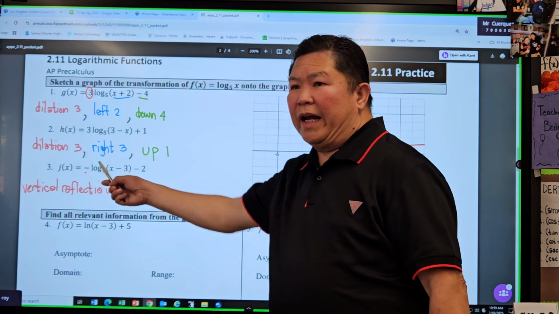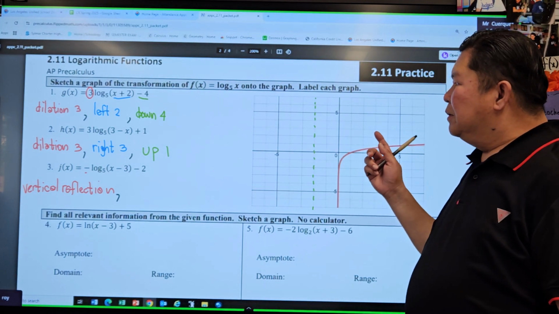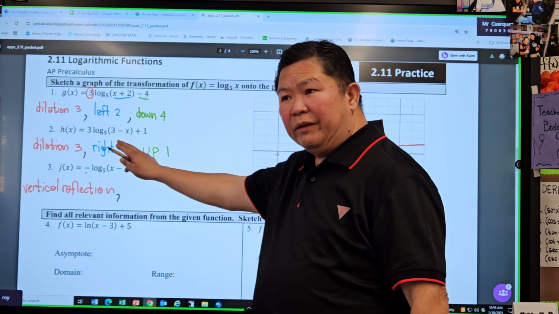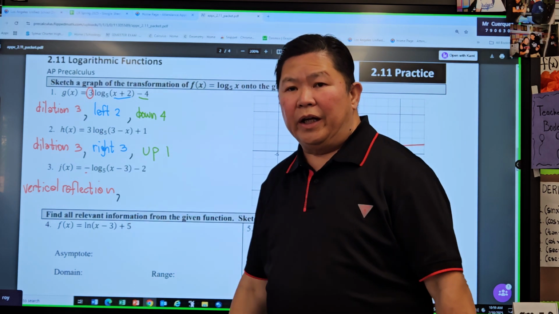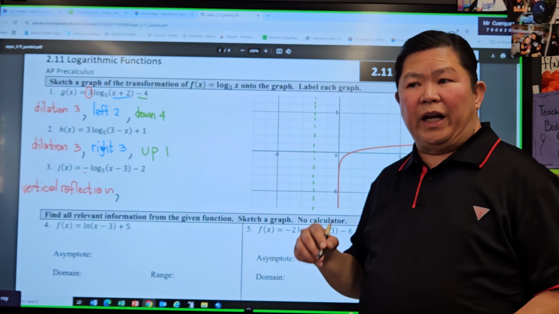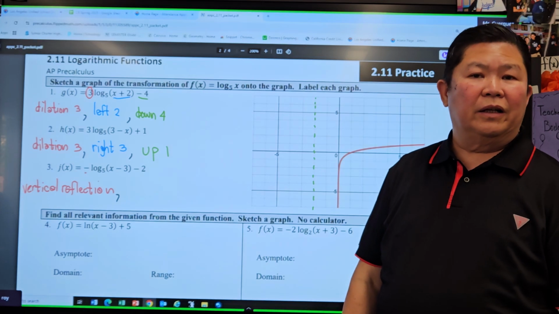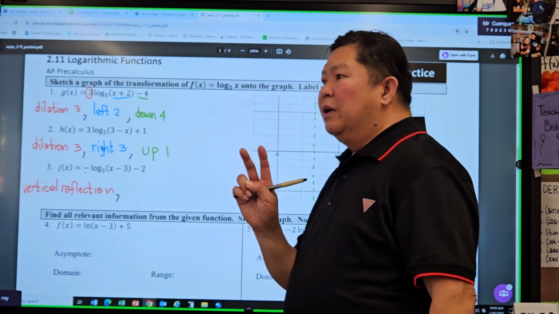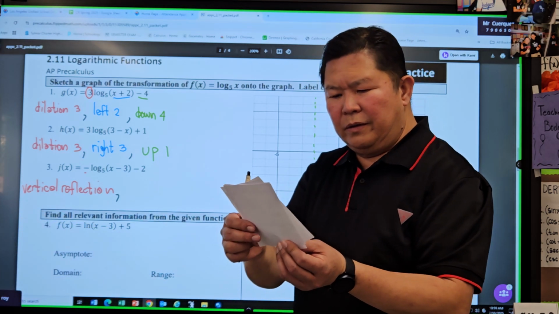So once it is negative, it is vertical reflection. Now look, a while ago, for number 2, we rewrote this one and then we factored out the negative. If the negative is right here after the logarithm, it is horizontal reflection. But if the negative is written before the logarithm, it is vertical reflection. So that's how we distinguish vertical reflection and horizontal reflection.